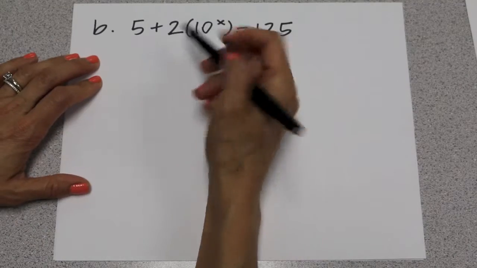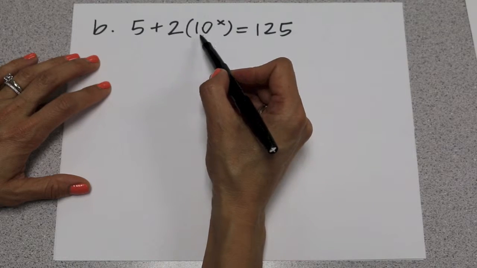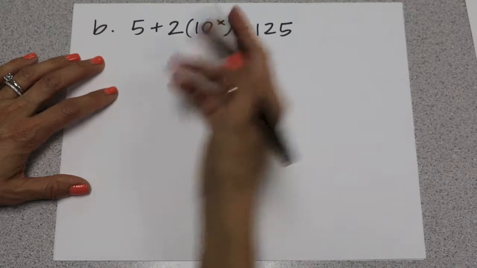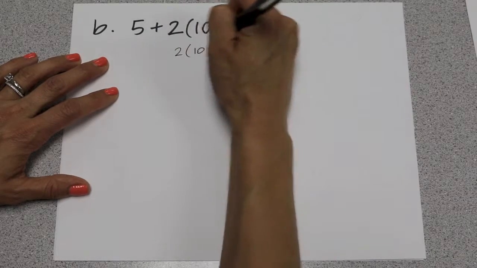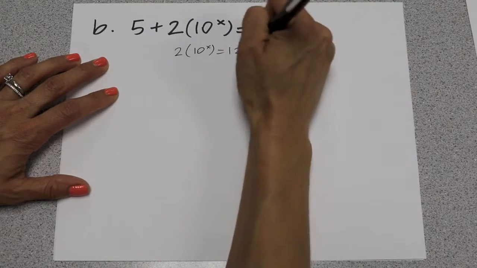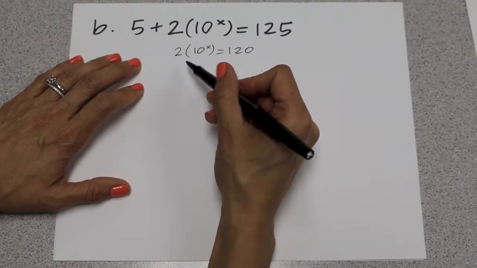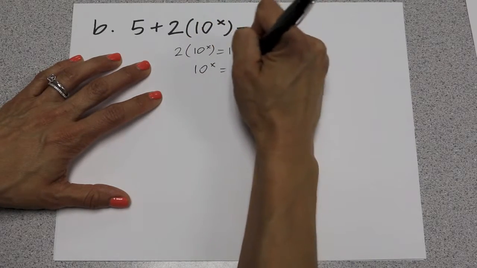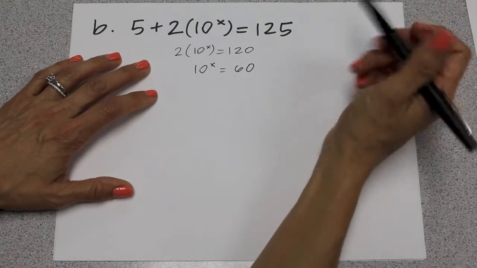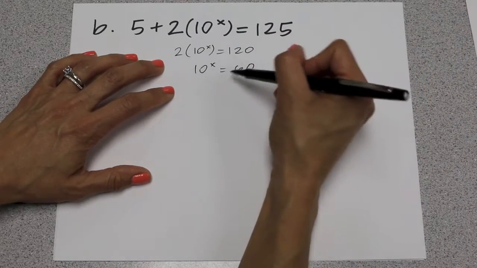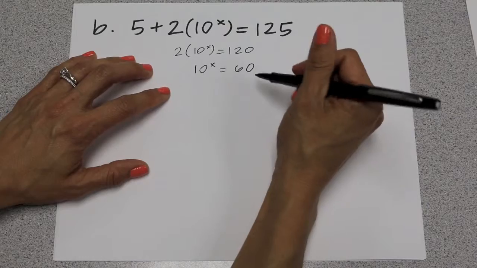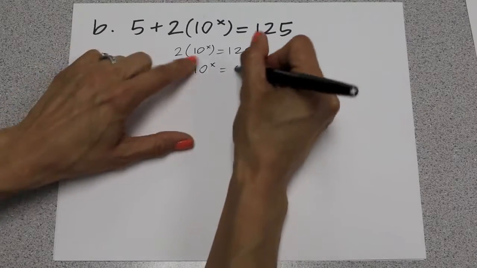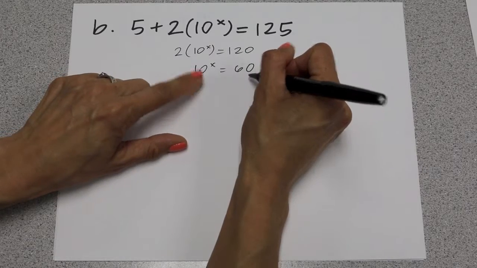This example, 5 plus 2 times 10 to the x equals 125. Again, like a normal equation, let's subtract 5. And like a normal equation, let's divide out that 2. All right, so we get to here, we have 10 to the x equals 60. And again, because it's an exponential equation and you can't write these as the same base, we're going to have to use a different process.